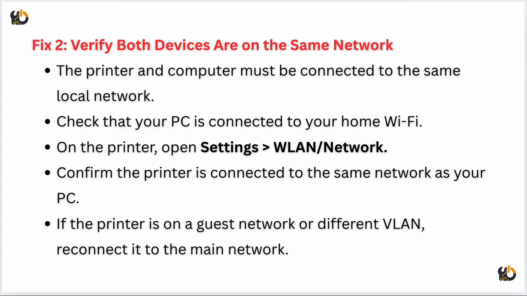Fix 2: verify both devices are on the same network. The printer and computer must be connected to the same local network. Check that your PC is connected to your home Wi-Fi. On the printer, open settings, then WLAN and network. Then confirm the printer is connected to the same network as your PC. If the printer is on a guest network or different LAN or VLAN, reconnect it to the main network.